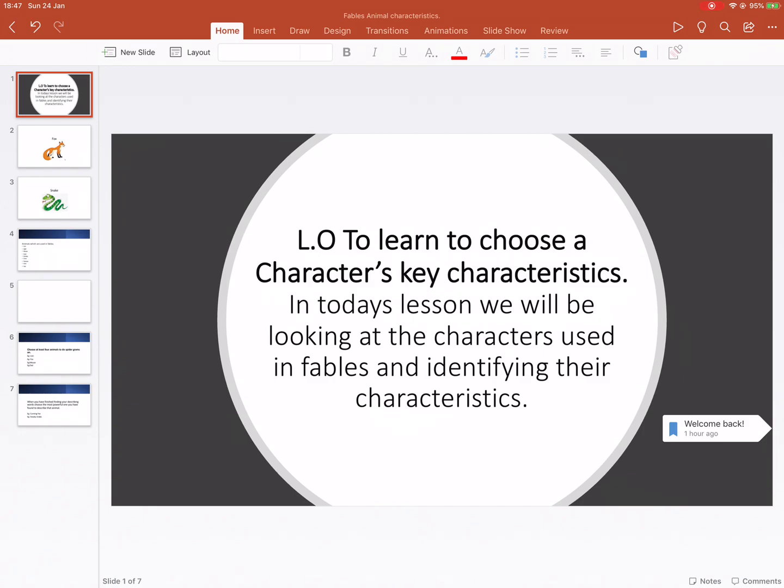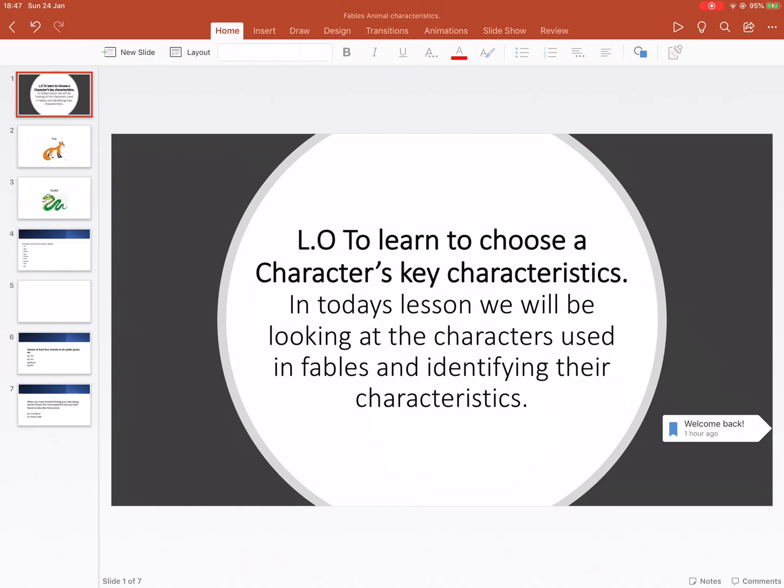Now, characters used in Fables, they use animals. Animals that we know, because in Fables, it's all about telling the moral. They don't want you to have to describe an animal massively, because there is no time. And it's the same with time, you can't specify it too much. That's when we would use our time adverbials.